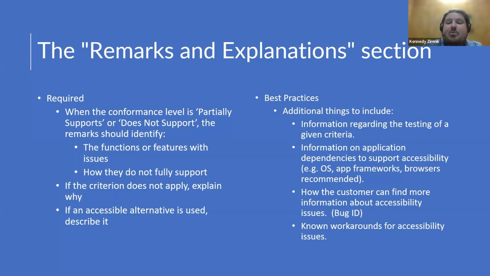How the customer can find more information about accessibility issues: bug ID. If there is some sort of ID error code, a lot of the time in a piece of software you will get some sort of ID number associated with that. That's just a way for developers to identify bugs. So if there is a bug, it is good to have that code in the remarks and explanations as a best practice. And like I said, known workarounds for accessibility issues.